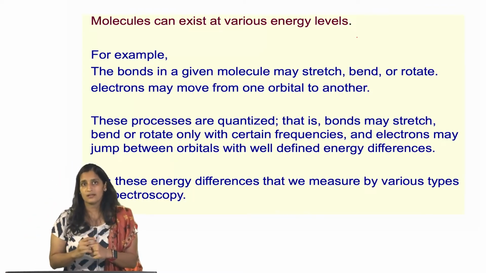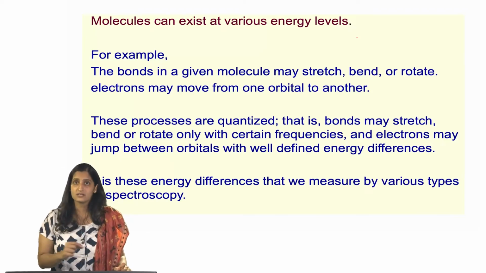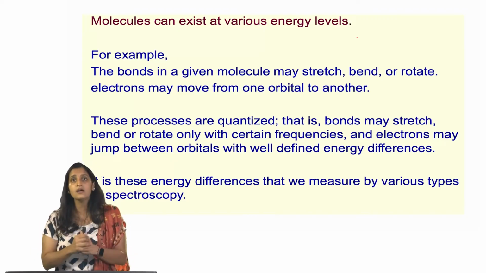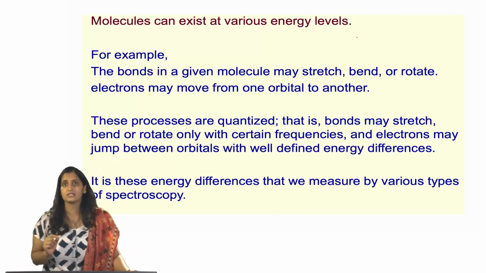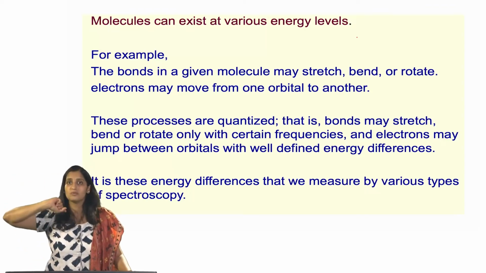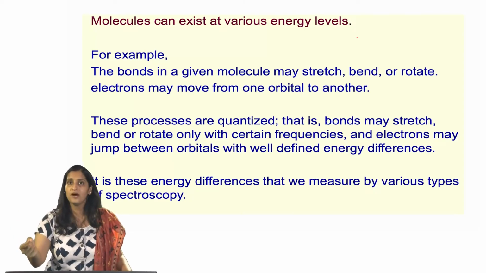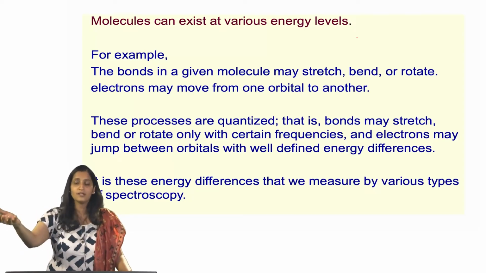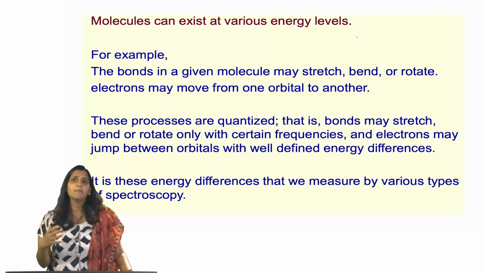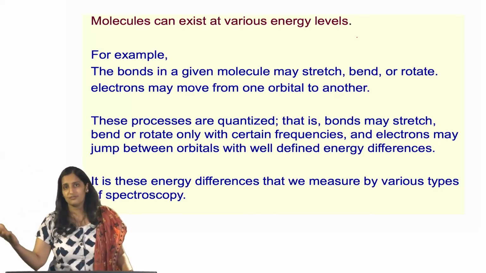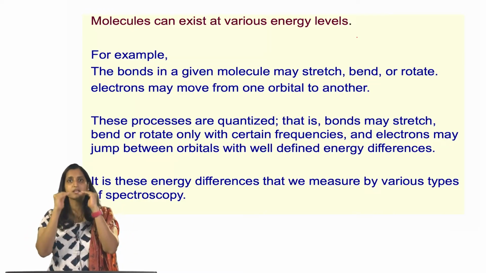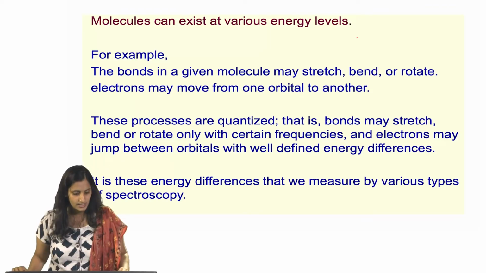But that's not the only thing. These processes are quantized, meaning that the bonds will stretch, they will bend, they will rotate, but they will only do that at certain frequencies. And electrons also, when they are jumping, we know that these are quantized transitions, meaning let's say you are starting from step 1, all the electrons are at step 1, they can either go to step 3 or step 5, but may not go to step 3.5. It's a very quantized transition. It's a measured transition. They can go from one state to another state.